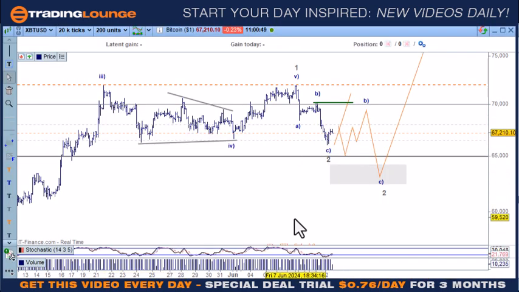I've done it here as well. So basically, we could look at it as an A and a B and a C wave here, and then push up from that point. So getting support on top of 68,200 with a classic trading levels pattern.